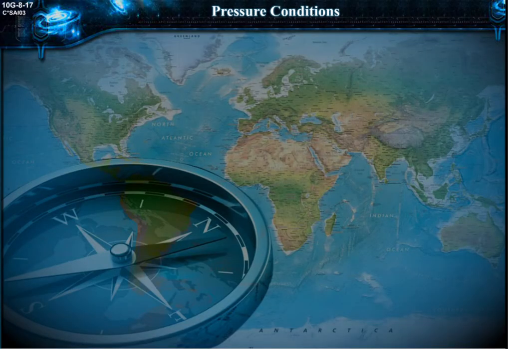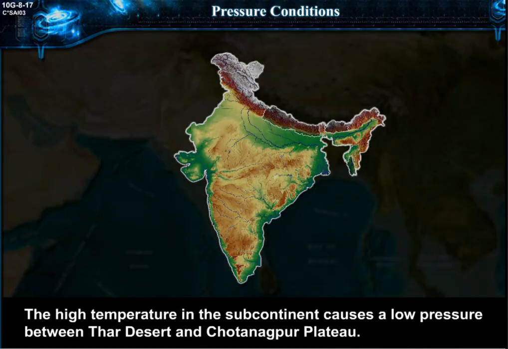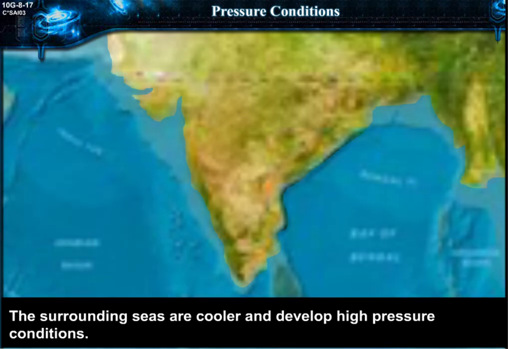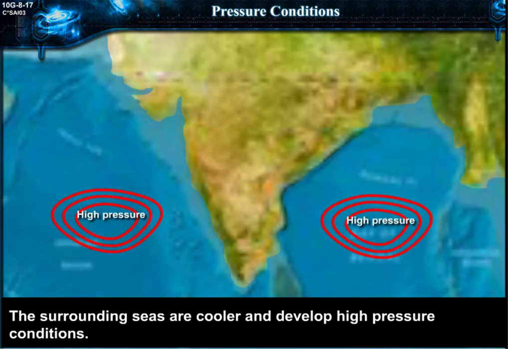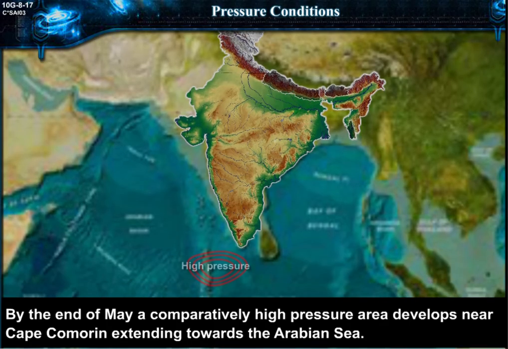Pressure conditions. The warmest area slowly shifts from the Deccan to northwest India. The high temperature in the subcontinent causes a low pressure between Thar Desert and Chota Nagpur Plateau. The surrounding seas are cooler and develop high pressure conditions. By the end of May, a comparatively high pressure area develops near Cape Comorin, extending towards the Arabian Sea.